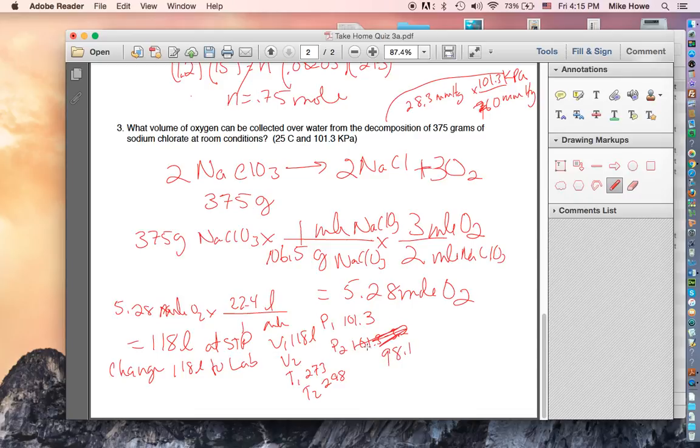Now that looks a little weird because you have 101.3 here and here. This is standard pressure. This was the pressure in the lab, but that included the water vapor. So we needed to subtract the water vapor to get the real pressure of the gas in the lab. So now to do the actual math, you come over here. I'll try and squeeze it in over here. You've got 118 liters. Temperature's going up, volume goes up: 293 over 273. Pressure goes down, volume goes up: 101.3 over 98.1.